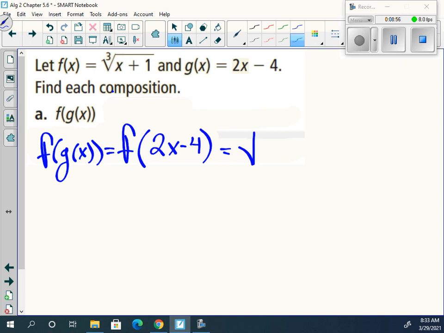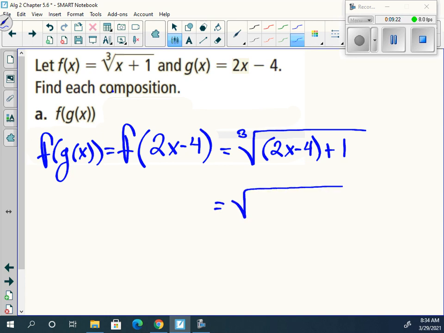Well, that would give us the cubed root of what? All inside the cubed root. Right, because there's nothing really being applied to the parentheses. It wasn't like 2x, so we're not multiplying it by 2. It's not squared. There's nothing going on with it, so we can drop those parentheses, which would give us 2x minus 4 plus 1.